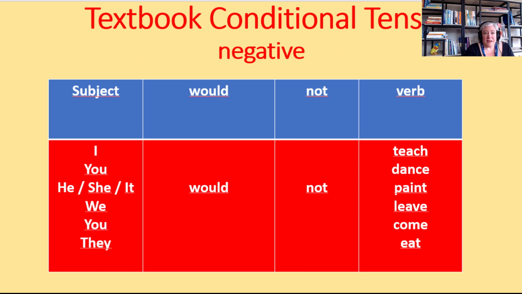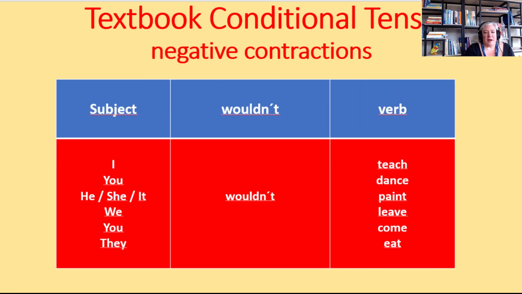Let's look at the textbook conditional tense negative. You have subject, would not, plus the verb. I would not teach, you would not dance, he, she, it would not paint, we would not leave, you would not come, they would not eat.